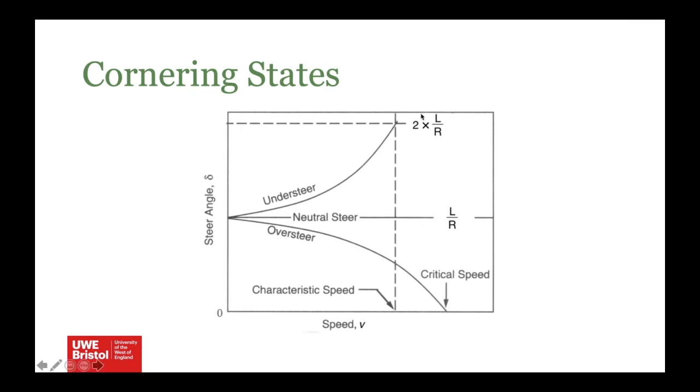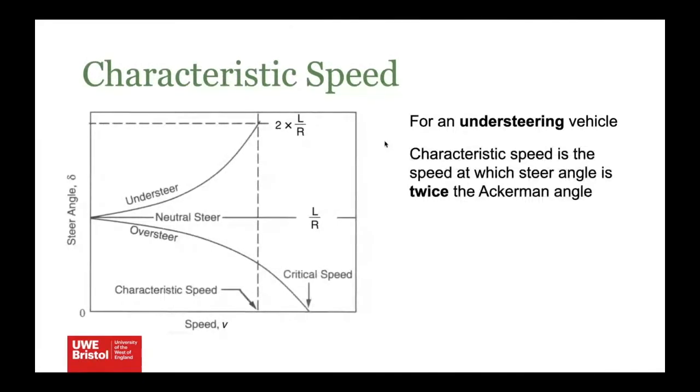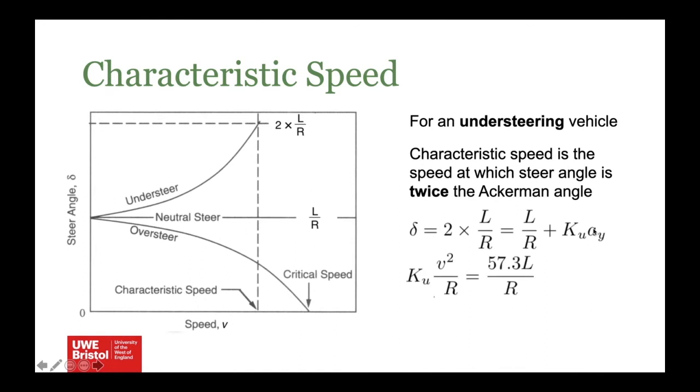Now, like I said, this is 2 times L upon R, and we can actually work out what that speed is going to be. For an understeering vehicle, the characteristic speed is the speed at which the steering angle is twice the Ackermann angle. So delta is going to be 2 times L upon R. That means this other term here must also equal L upon R. In this term, there's clearly going to be a V term, so we can work it out. This is going to be KU V squared upon R equals L upon R.